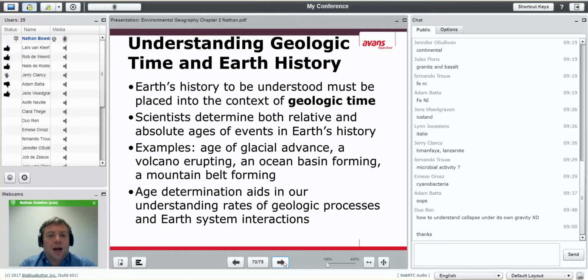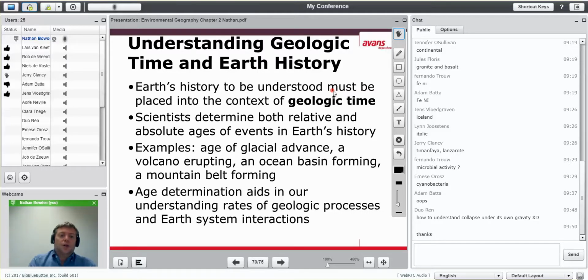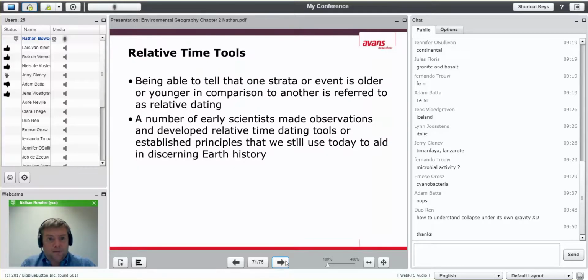Understanding geological time and Earth history. Earth's history can be understood through geologic time. We determine these through certain events. We divide them into ages. So we call it the age of glacial advance, a volcano erupting, an ocean base forming, a mountain belt forming. Age determination aids in our understanding of the rates of geological processes and the interactions.